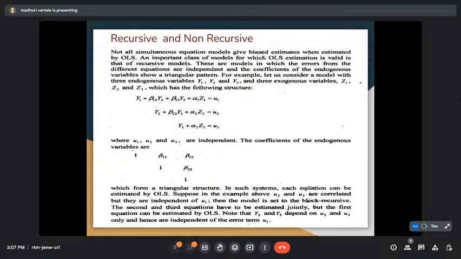Under this recursive and non-recursive मॉडेल्समध्ये आपल्याला असं म्हणता येईल की हे दोन क्लास मॉडेल्स आहेत जिथे आपण OLS एस्टिमेशन करत असतो सायमल्टेनियस इक्वेशन्समध्ये. तर तुमचे रिझल्ट जितके अनबायस्ड यायला पाहिजे ते येण्यासाठी आपण रिकर्सिव्ह मेथड आणि नॉन रिकर्सिव्ह मेथड वापरतो.